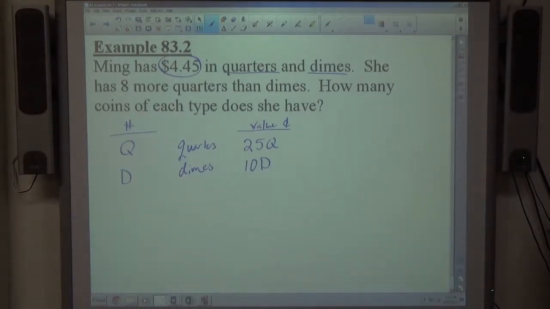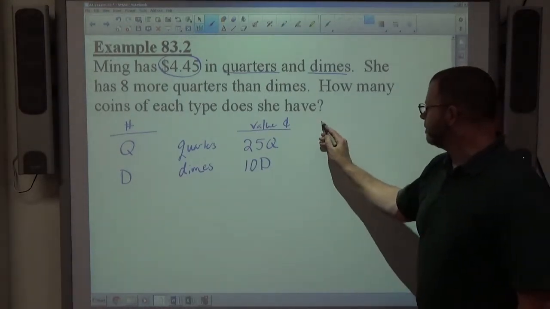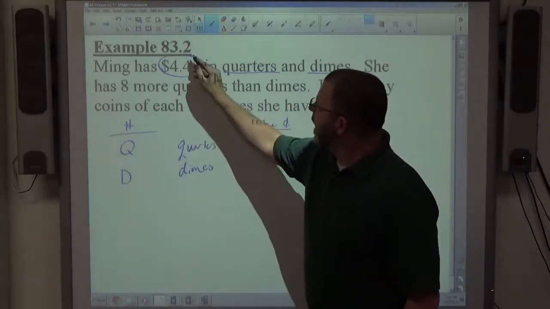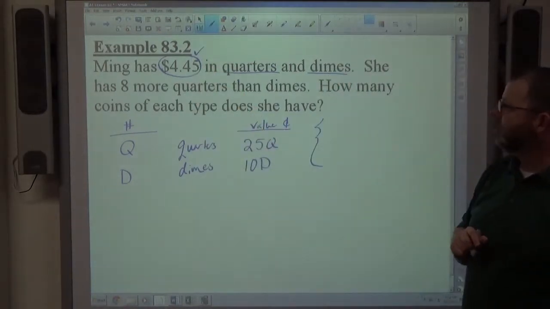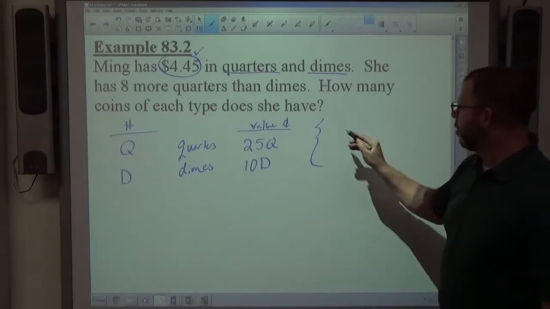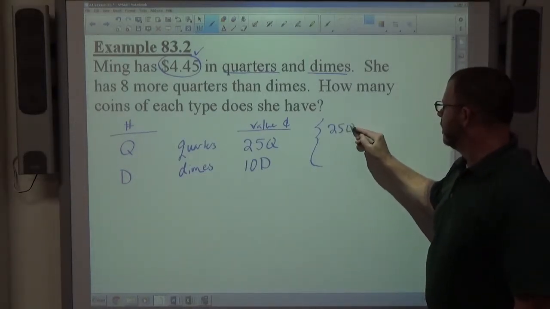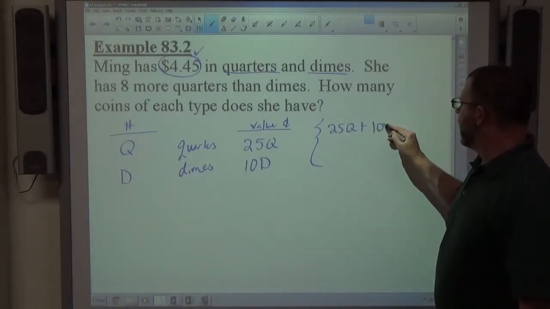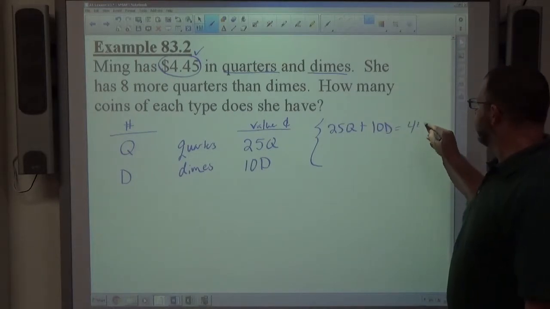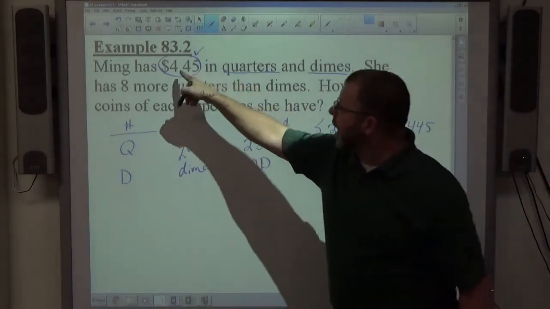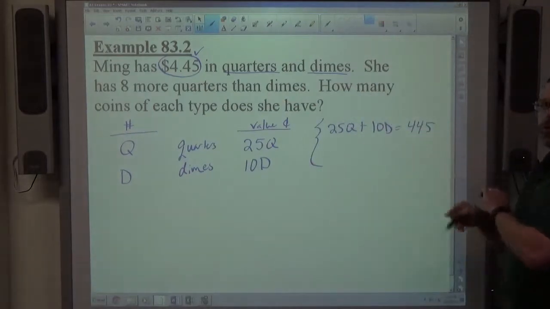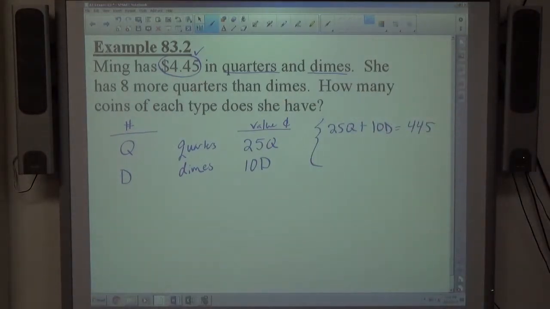Looking at the two facts they gave me, fact number 1 is she has $4.45 in quarters and dimes. So the value of the quarters plus the value of the dimes is equal to the value of the coins. And again, that's $4.45, so we're going to go with 445 cents. We move the decimal point 2 spaces to the right.